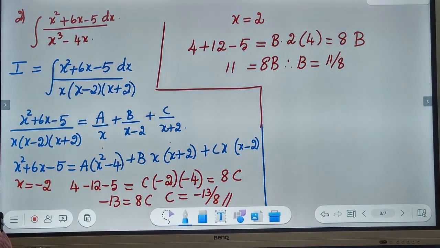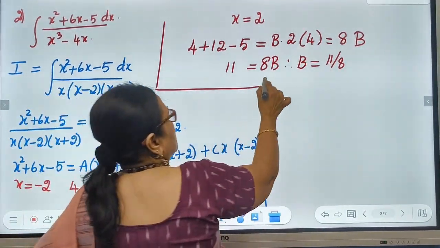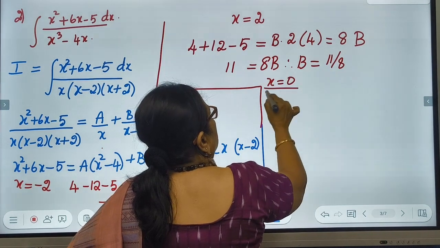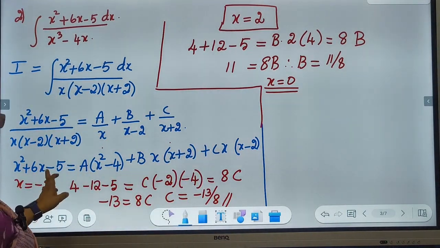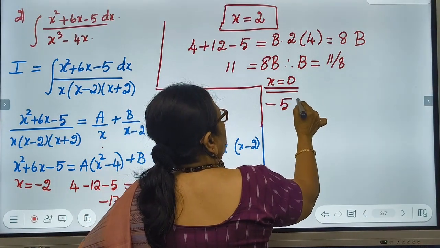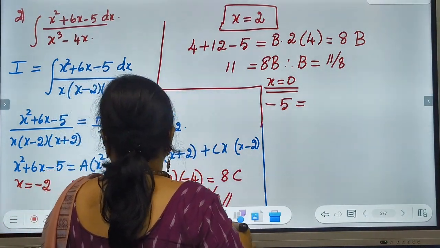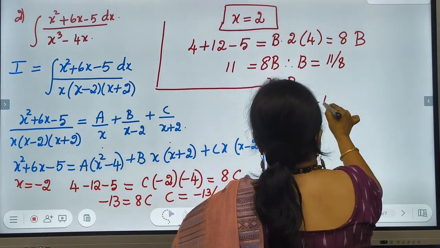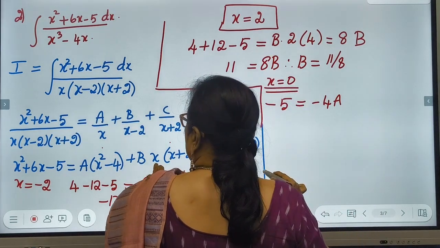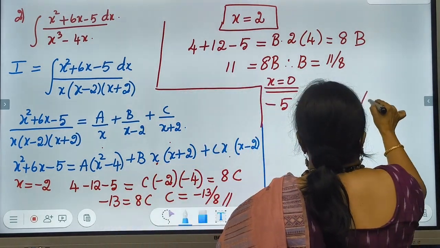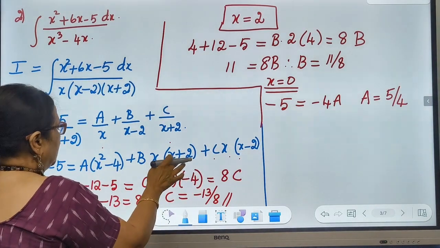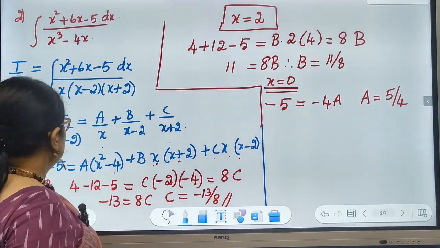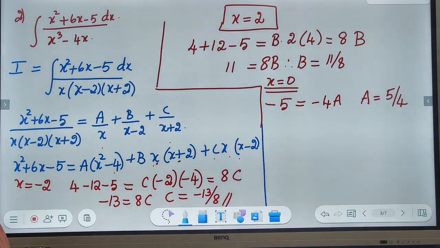We now still have to find the value of a. Suppose I put x equal to 0. When I put x equal to 0, I'll have minus 5 equal to minus 4a. Now when I put x as 0, this becomes 0, this becomes 0. So minus 4a. So here these two terms become 0, minus 5 is left. So a equal to 5 by 4.